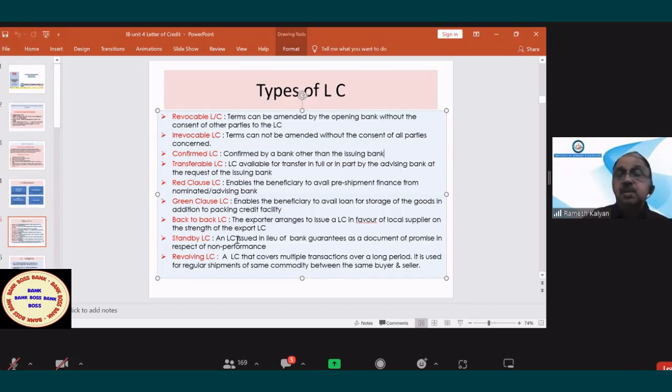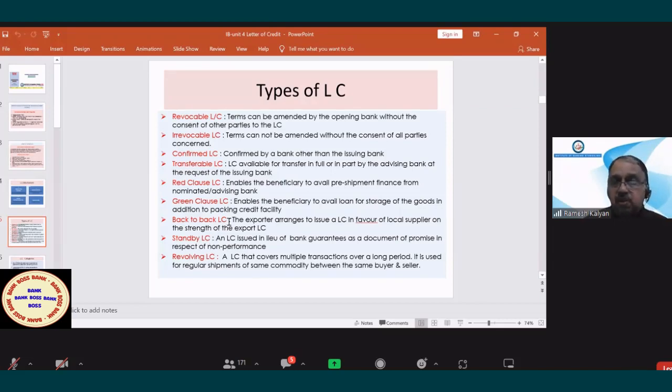Standby LC is nothing but a name in lieu of bank guarantee. In America and certain other countries, there is no concept of standby bank guarantee. Instead of bank guarantee, it is standby LC. This also is governed by UCPDC only. And the basic difference between an LC and standby LC is performance. If you give me the documents, I will make the payment. But in bank guarantee or standby LC, it is non-performance. If he doesn't make the payment, I will make the payment. So that's the basic difference between these two.